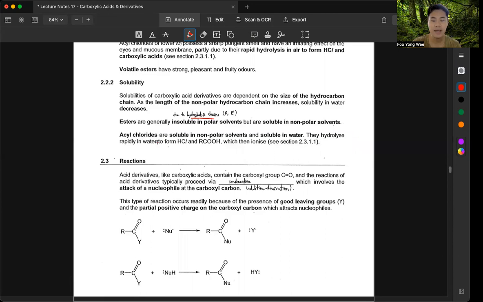Acyl chlorides are soluble in non-polar solvents and insoluble in water. Because of this reason, they can get hydrolyzed rapidly in water. They hydrolyze rapidly in water to form HCl and RCOOH, which then continues by ionization. So the ions form interactions with the water through ion-dipole interactions.